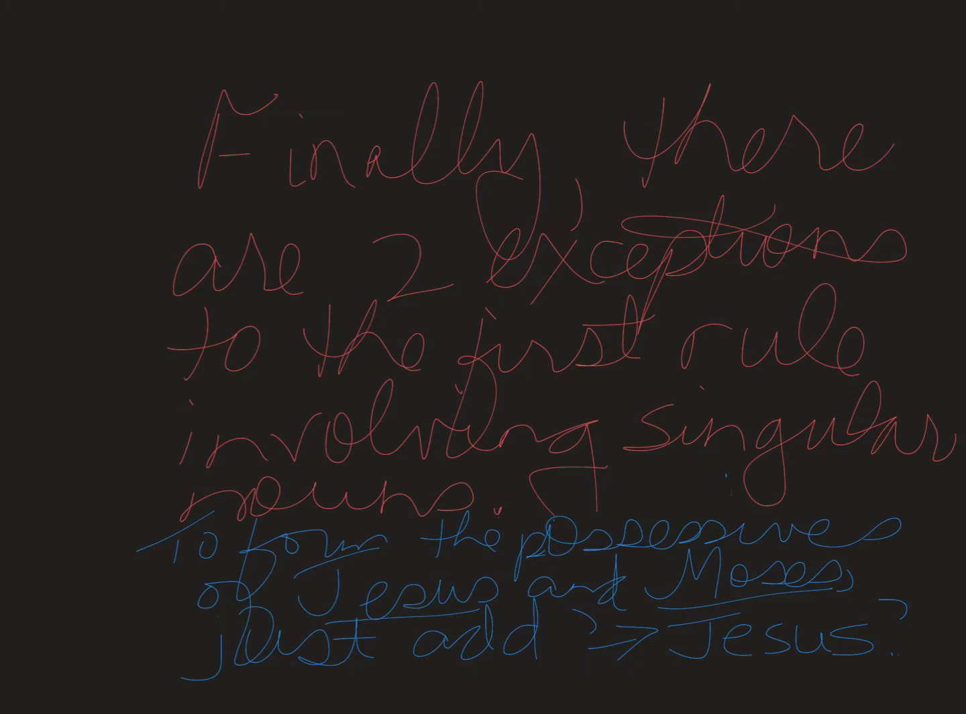Finally, there are two exceptions to the first rule involving singular nouns. To form the possessives of Jesus and Moses, unlike all other singular nouns where you add an apostrophe S no matter how the word ends, for these two nouns that are singular, you just add an apostrophe. So for Jesus it would just be J-E-S-U-S apostrophe, and Moses would also just be M-O-S-E-S apostrophe.